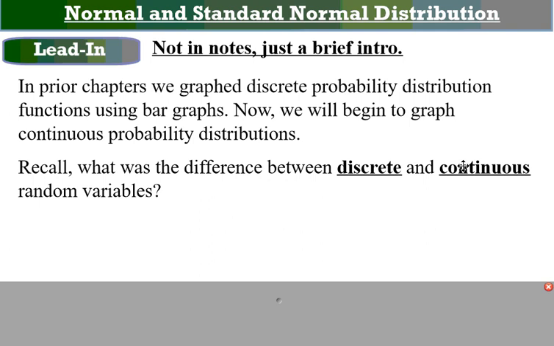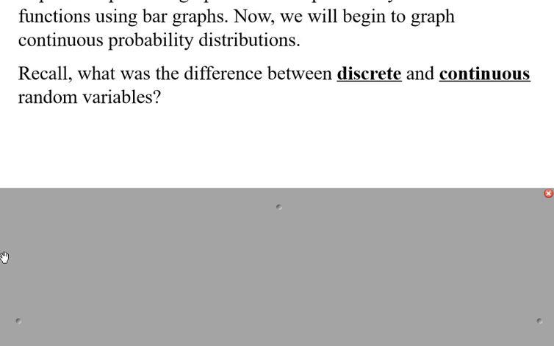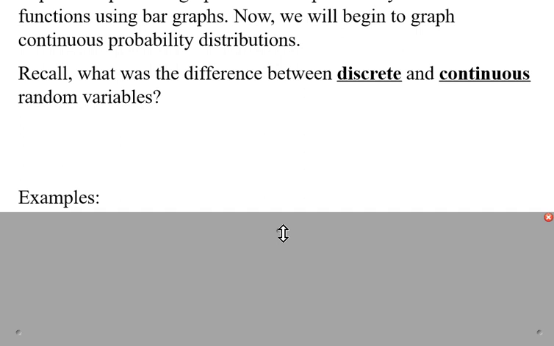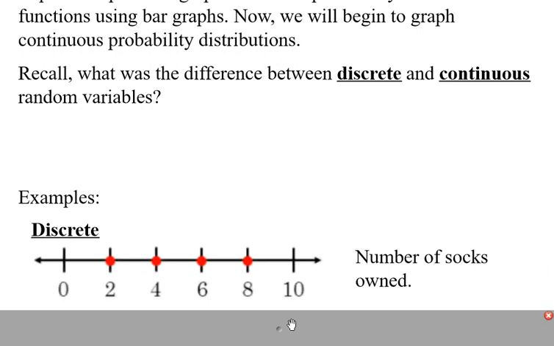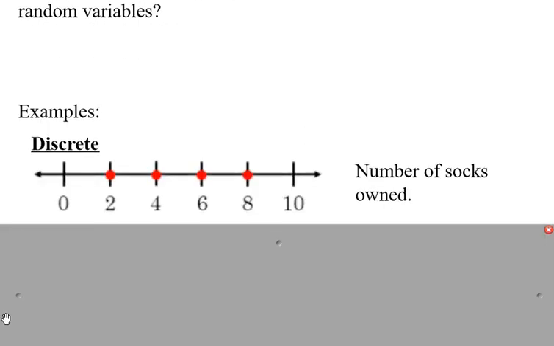In prior chapters, we graphed discrete probability distributions using bar graphs. Now we'll begin to graph continuous probability distributions. Recall the difference between discrete and continuous is the following. Discrete are countable instances. They are whole number values. So if I was counting the number of socks owned, 2, 4, 6, 8, I can't have like 2.3.